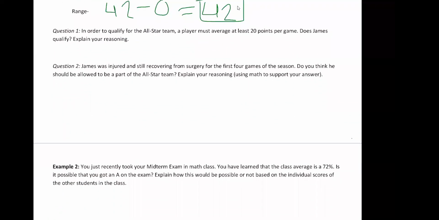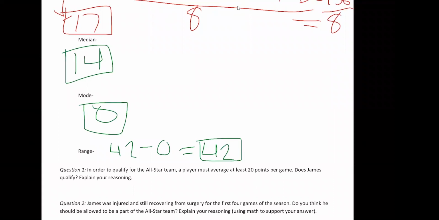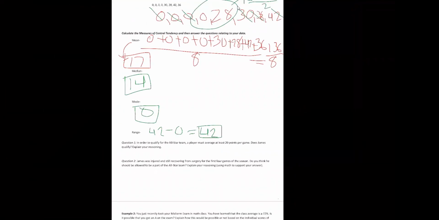All right. One thing I want to demonstrate though is that a lot of times in a stats class, you're going to have questions where you need to use your statistics, or be able to explain your answer using what you calculate. Our first question says, in order to qualify for the All-Star team, a player must average at least 20 points per game. Does James qualify? Remember, when they say the word average, you should just assume they're talking about the mean. So his mean was 17. So you would say no.